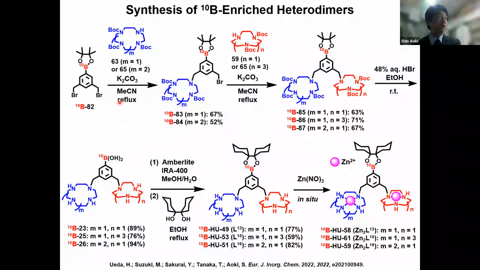As you can see here, we started the synthesis from this dibromide with one unit of macrocyclic polyamine. The macrocyclic polyamine was introduced. After that, the second polyamine compound was installed at this group to form the heteroleptic and homoleptic ligand compounds. After the protection of both groups, the metal-free ligand was reacted with this diol to obtain this compound, which was converted to the gene complex in situ.